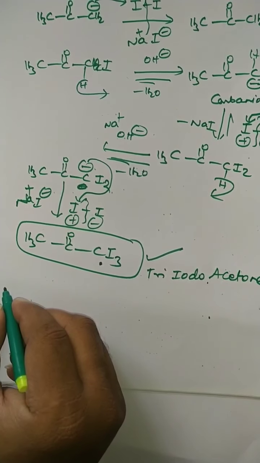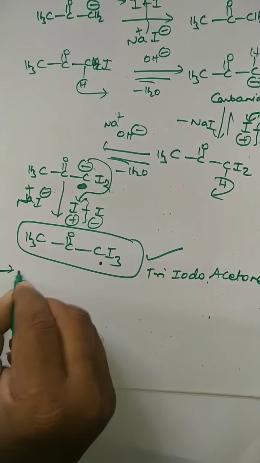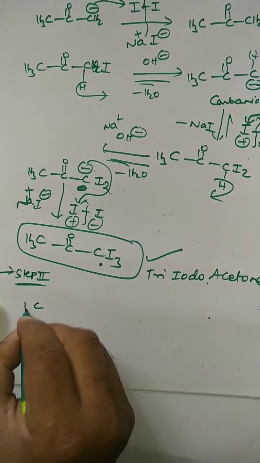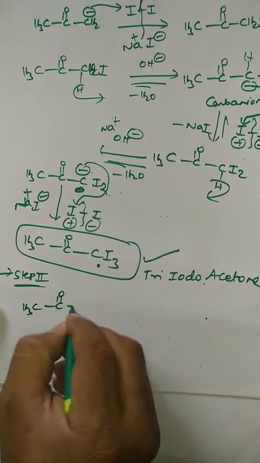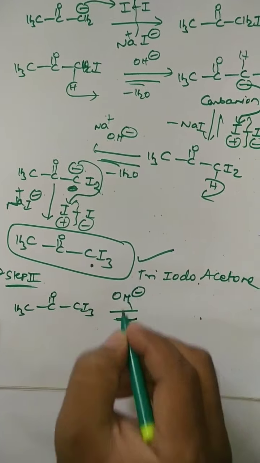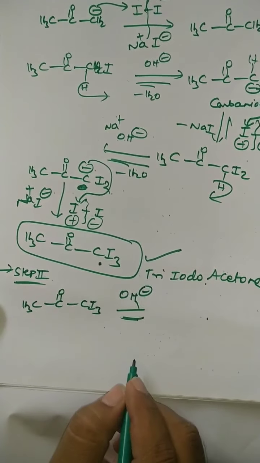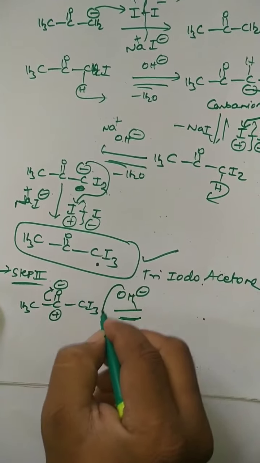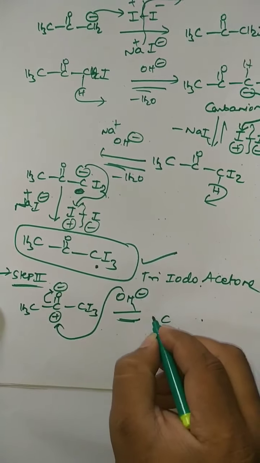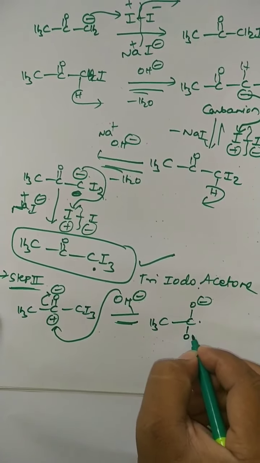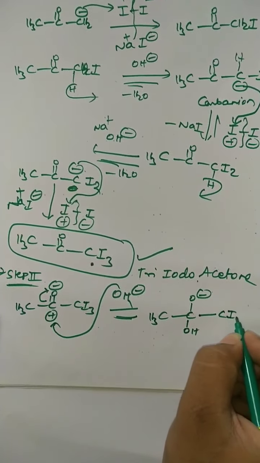This is total step 1. Now in this mechanism, CH3 C double bond O CI3, again it interacts with base. Total how many moles of NaOH have we taken? 4 moles. 3 moles we have already used in the mechanism. Now here a nucleophilic addition reaction takes place. It attacks like this. So finally you will get CH3 CO minus OH CI3, like this.